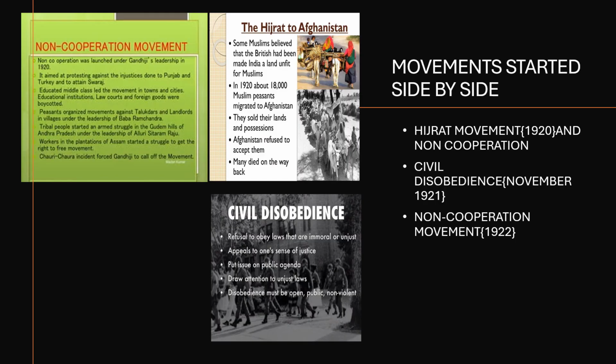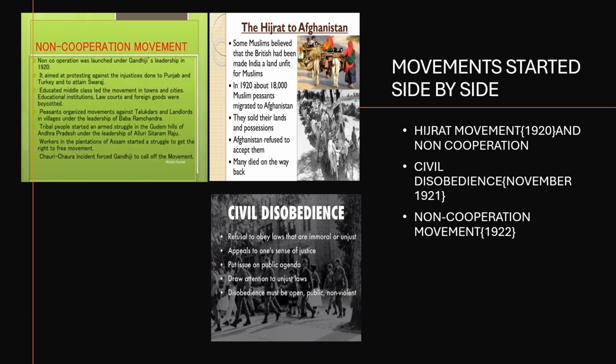Other movements were also started by Gandhi side by side. The prominent are the Hijrat movement, 1920. It was started by Muslims who believed that now India was unfit for the Muslims, and Maulana Abul Kalam Azad started it in 1920. 18,000 Muslims, peasants and common people migrated to Afghanistan, but the Afghan government did not accept them. They were either sold or murdered on their way.